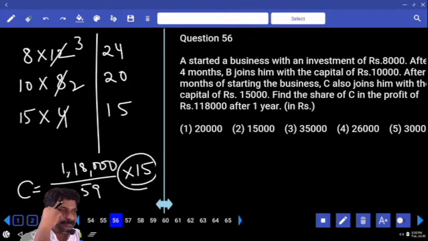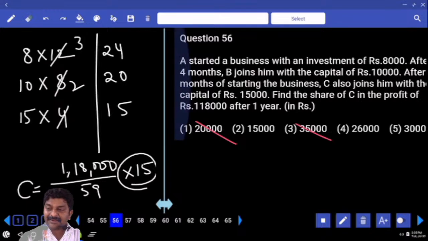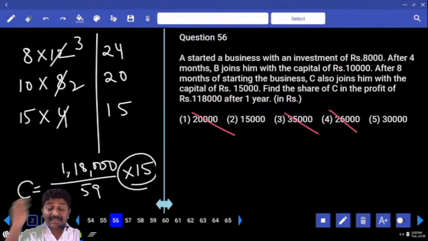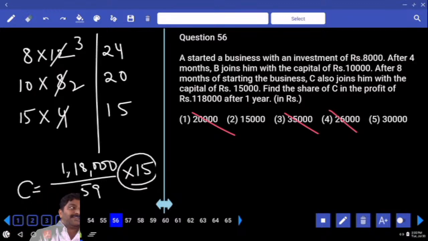Then answer must be, how many possibilities are there? 2 possibilities. Which are they? Second and fifth. When you observe those two, what is the difference? Half. Perfect. One is having 3 zeros, the other is having 4 zeros.